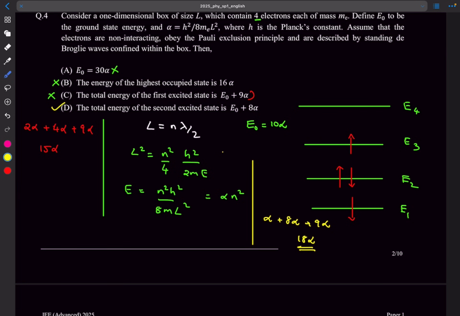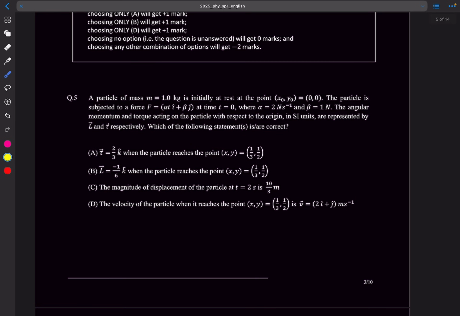So now let's move to the next one. Okay, so now in this problem we have a particle of mass m which is initially at rest at a point x naught, y naught. The particle is subjected to a force alpha t i plus beta j. At time t equals 0, alpha is given, beta is given. The angular momentum and the torque acting on the particle with respect to the origin are represented by L and tau. Which of the following are correct? So this is like the multi-correct ones.